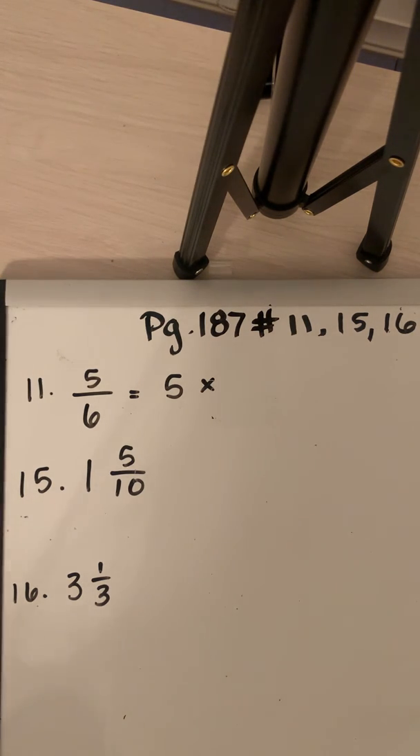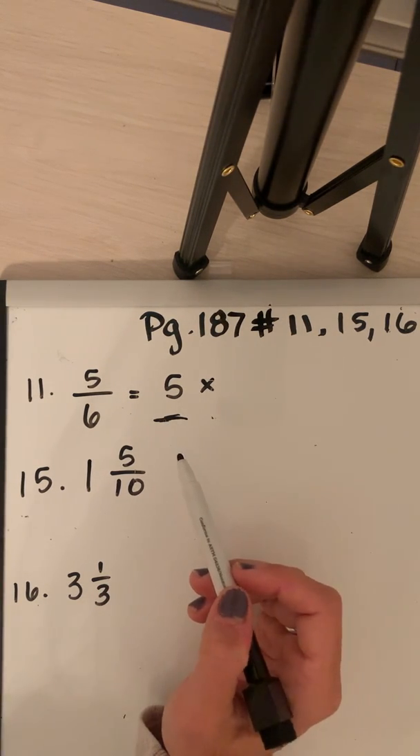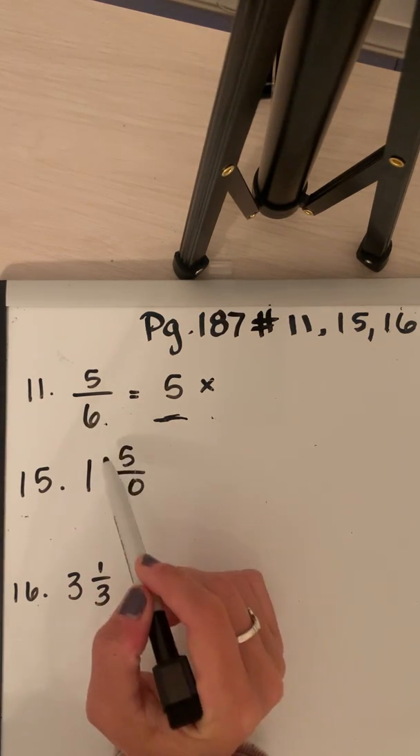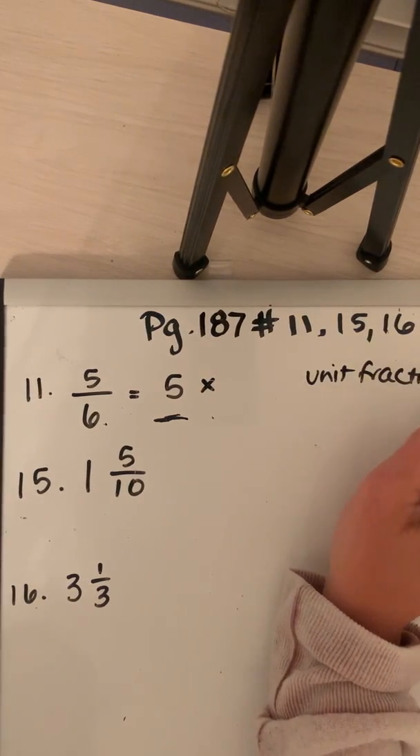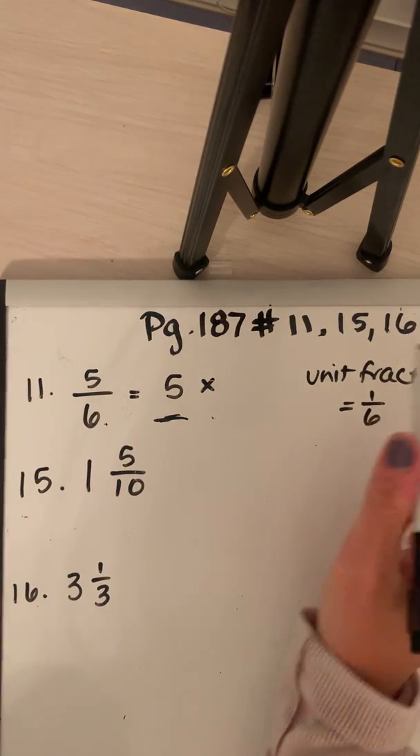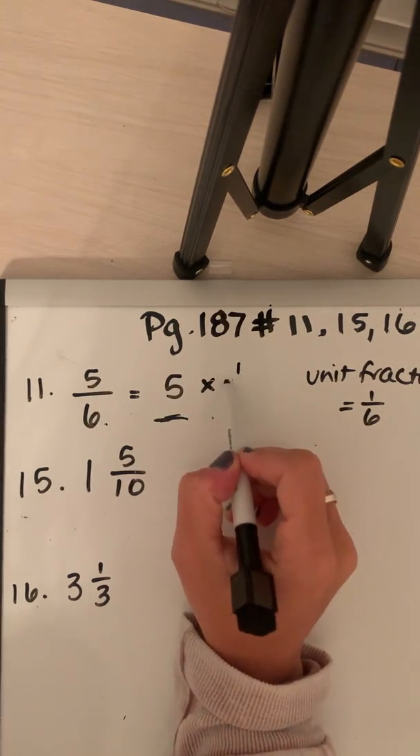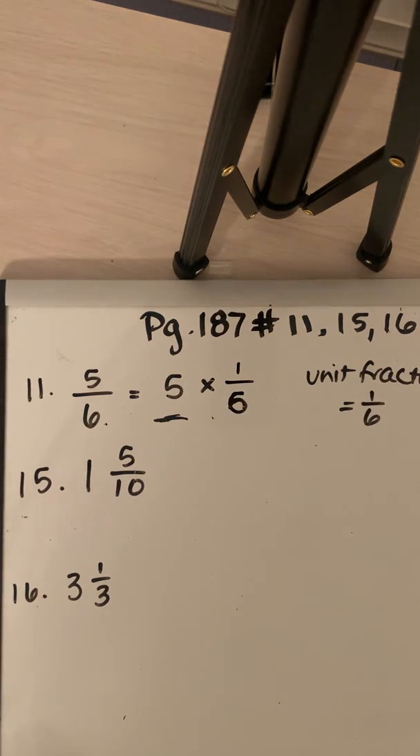So the directions were to write each fraction or mixed number as the product of a whole number and a unit fraction. For number 11, they already gave me my whole number right here, and then I need my unit fraction. If I look in my original 5/6, I see that my denominator is 6, so my unit fraction is going to be 1/6. So when I go back to here, I say I have my whole number times my unit fraction, so 5 times 1/6. Okay, so that is the answer to number 11.